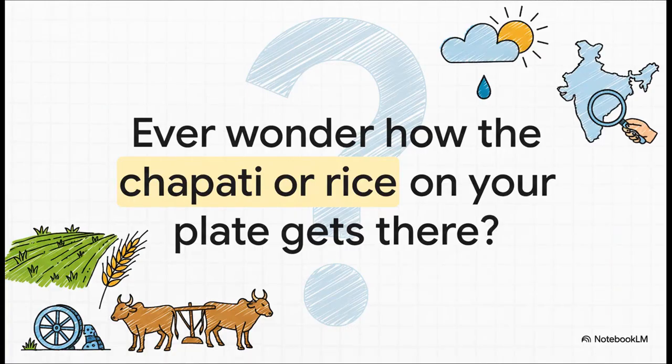Just think about it for a second. Every single chapati or every grain of rice on your plate, where does it come from? It all starts with our land, our zameen. And this chapter, Beta, is the story of that whole journey. And trust me, it's not just about marks. It's about understanding the very heart of our country. So let's dive right in.